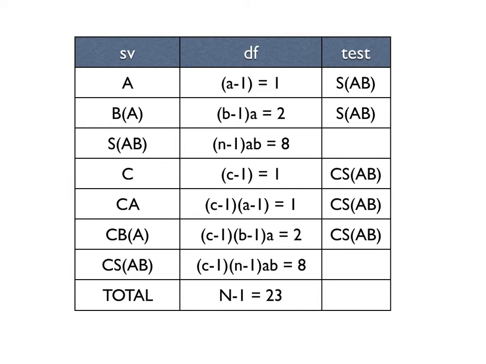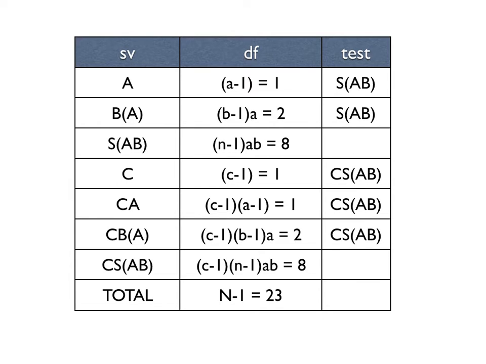Well, that's good. The betweens are done. Now we'll do the within. It gets a little easier now. C. Oh, that's easy. And then we go C by A, C by B within A, C by S within AB. Done. Can't cross C with itself.